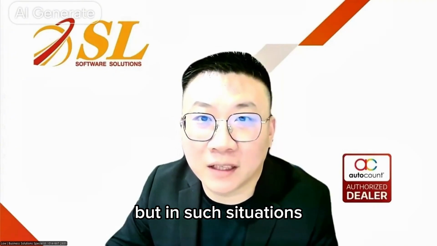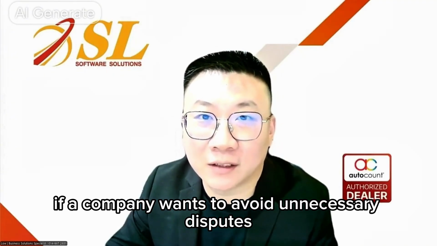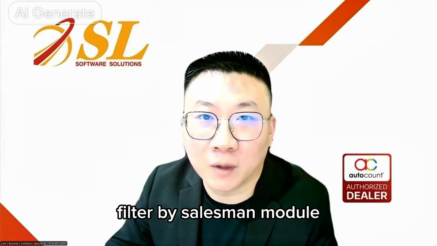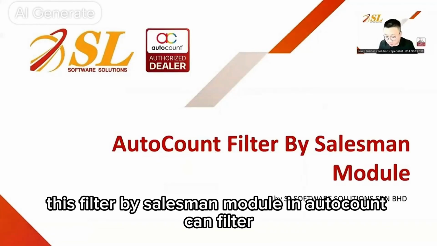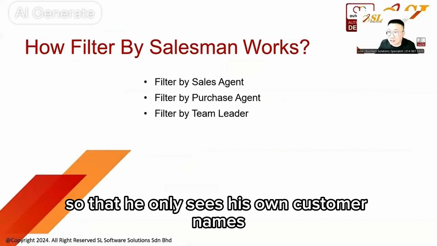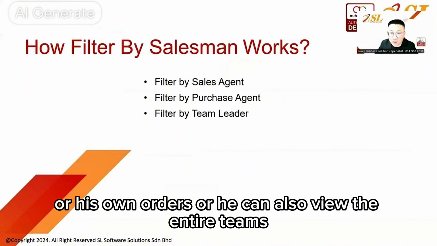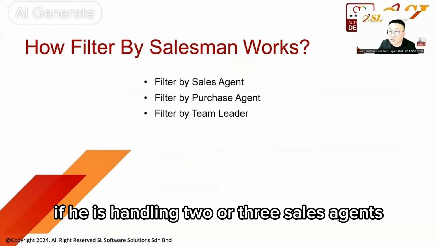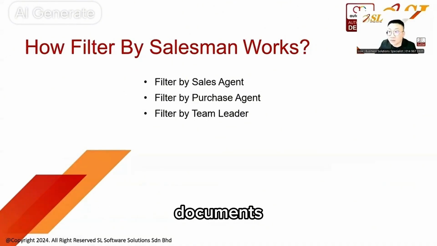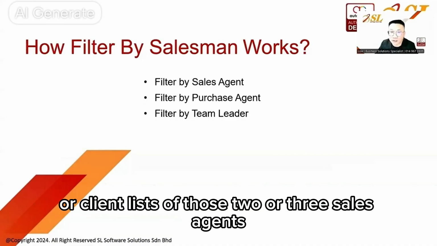But in such situations, if a company wants to avoid unnecessary disputes, I suggest using the AutoCount Filter by Salesman module. This module in AutoCount can filter so that he only sees his own customer names or his own orders, or he can also view the entire team. If he is handling 2 or 3 sales agents, he can manage and view the sales reports, documents, or client lists of those 2 or 3 sales agents.